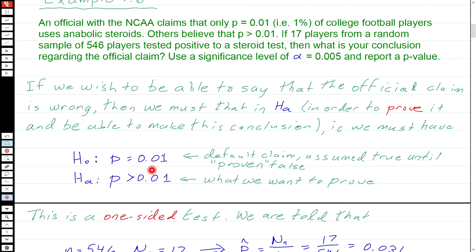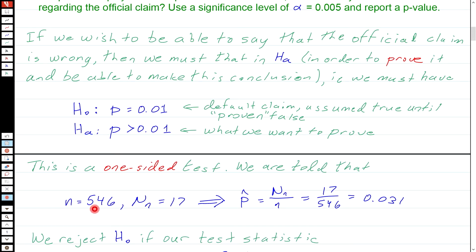Okay, so that means I want to write this. H0: p equals 0.01 is the default claim, and HA: p is greater than 0.01, and this is what we are trying to prove. This is a one-sided test, so we're going to be using alpha, not alpha by 2. We are told n is 546. The number of successes, or people that tested positive amongst those 546, was 17. So our estimate p hat is N sub n over n, which is 17 over 546, and that's 0.031.